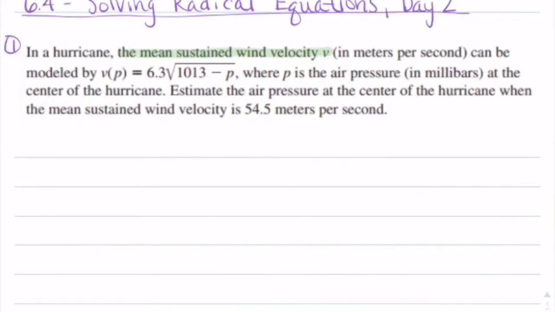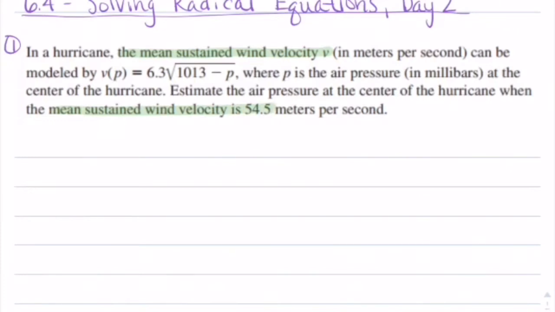All right, so in a hurricane, the mean sustained wind velocity V, in meters per second, can be modeled by the equation V of P, so V is dependent on air pressure P, and that's equal to 6.3 times the square root of 1013 minus P. Again, P is the air pressure in millibars at the center of the hurricane. So we want to estimate P at the center of the hurricane when the mean sustained wind velocity is equal to 54.5 meters per second.